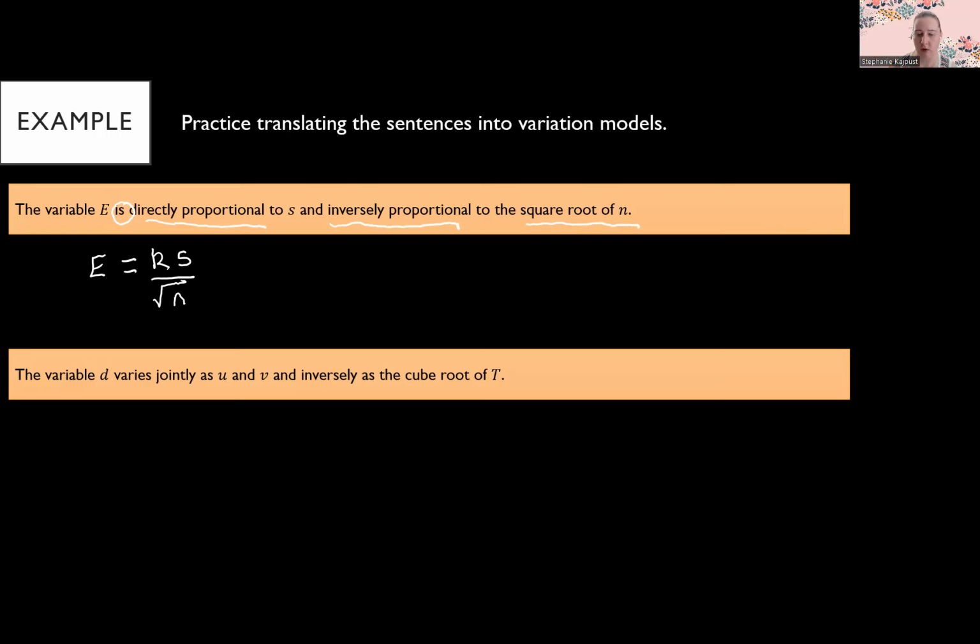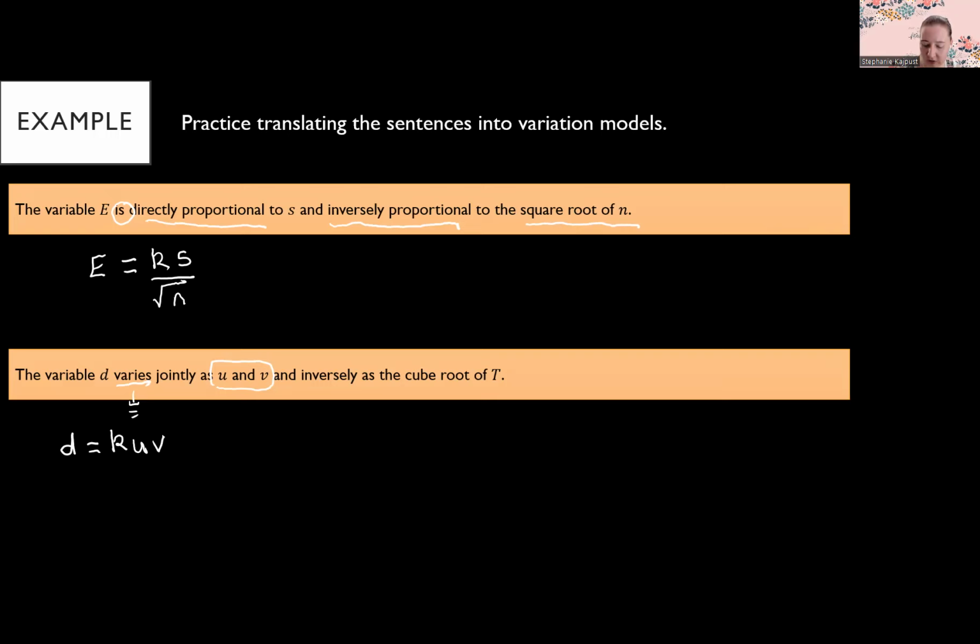So let's take a look at the second one here. We've got the variable d varies jointly as u and v, and inversely as the cube root of t. So d, and then when you've got the word varies, that's going to be your equal sign. So I'm going to put my equal sign, and then I'm going to put my k, because I'm always going to have a k. Jointly means there's going to be more than one multiplication. So if it's jointly as u and v, the u and v are both being multiplied together. So that's going to be u and v following the k.